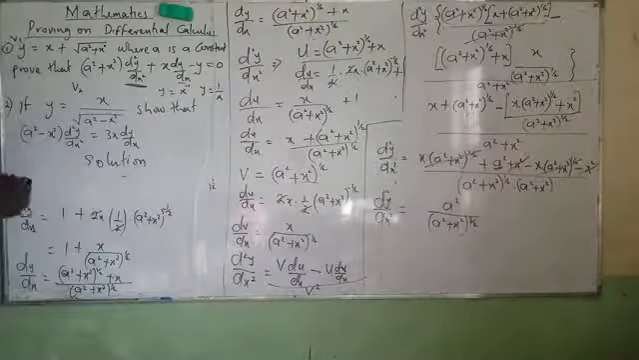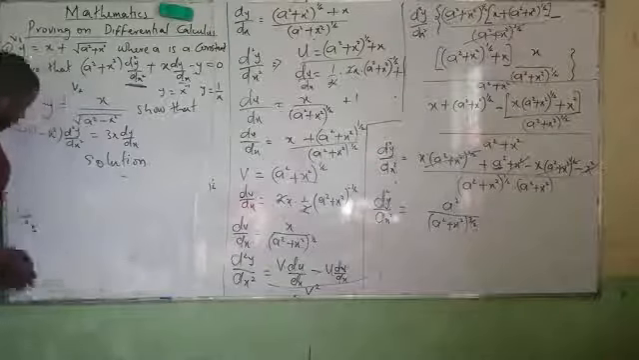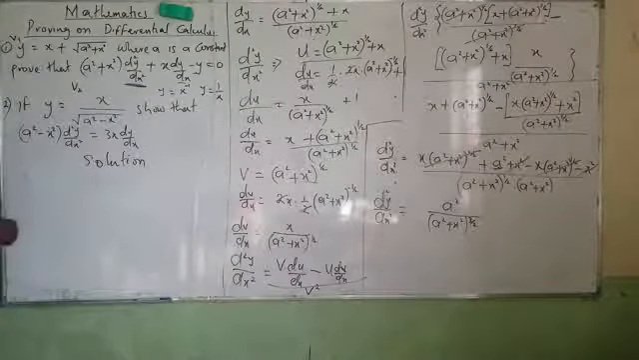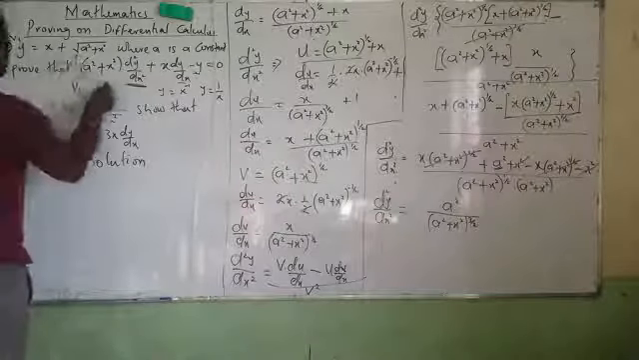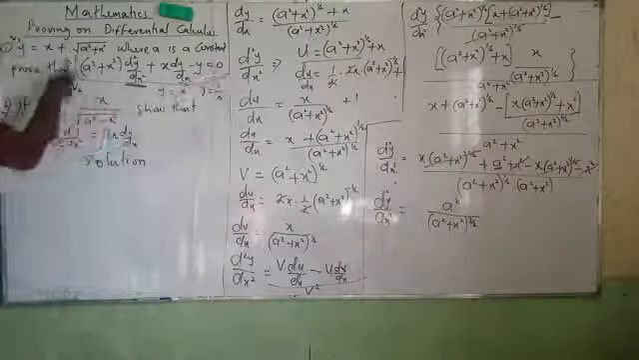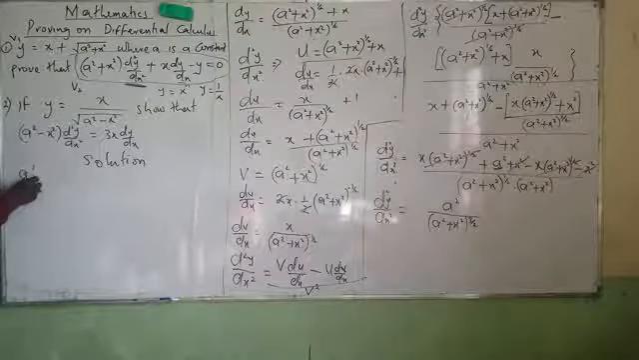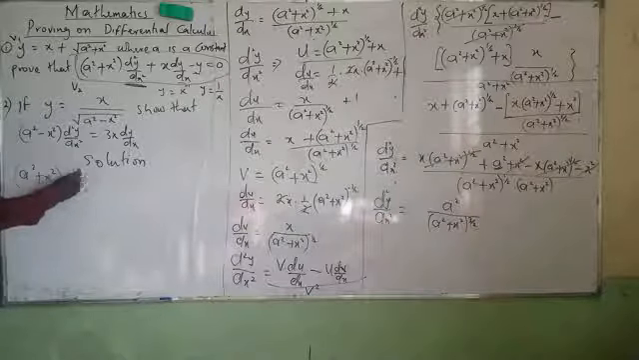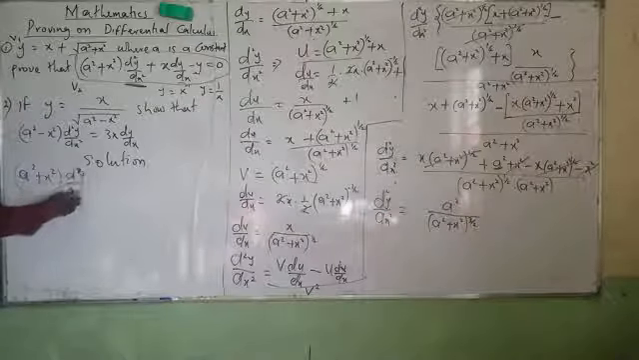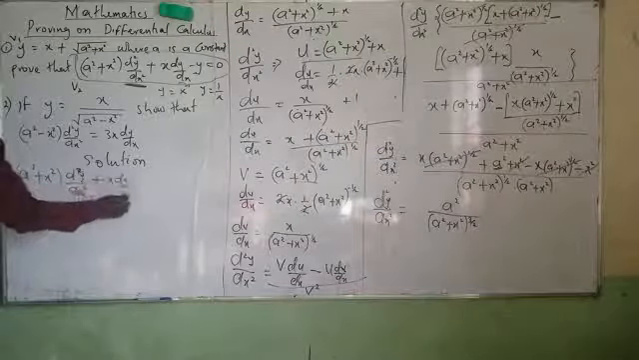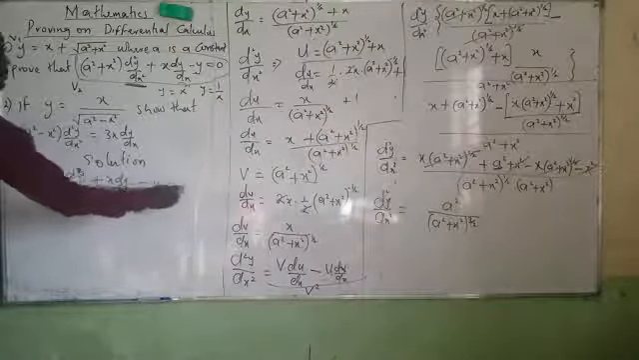The question says that, this is how the question comes. You are asked to show, prove that this equals to 0. Let me write it out. A squared plus x squared d squared y all over dx squared plus x dy all over dx minus y equals to 0.